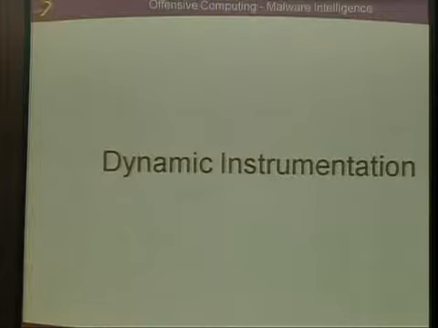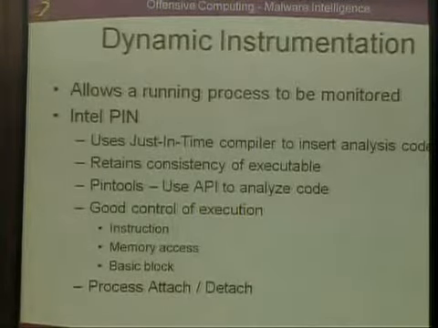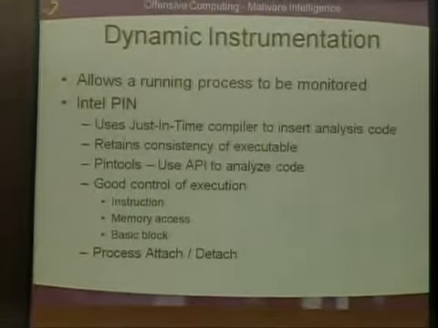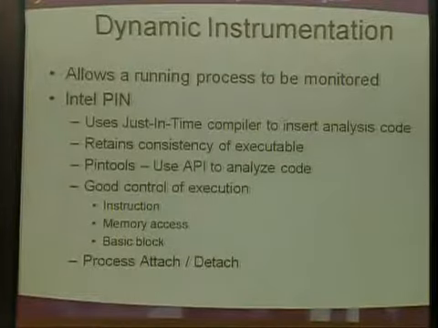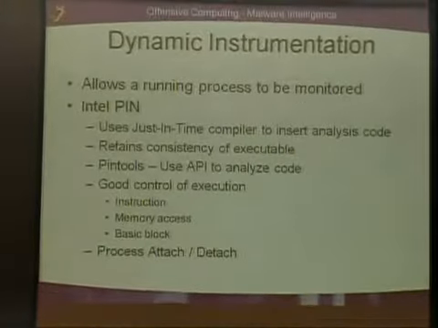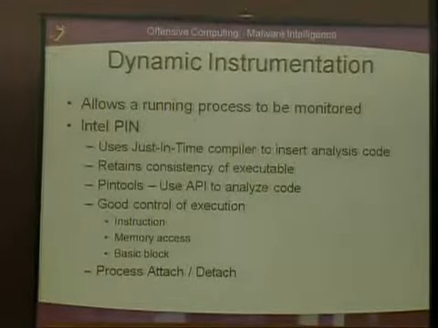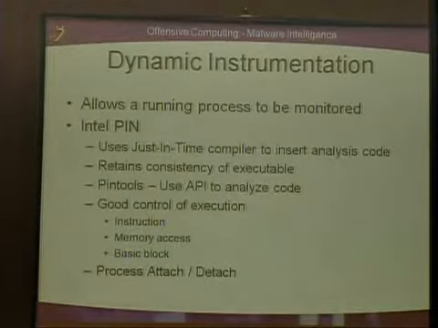There's a general method called dynamic instrumentation. This basically allows a running process to be monitored. The program that we chose to implement this in is Intel's PIN. Don't ask me what PIN means, I'm still trying to figure it out. If anybody knows, shout it out. But this uses a just-in-time compiler, very similar to Java, to instrument the code. You can get a variety of different controls. You can control execution at the instruction level, look at memory accesses, and look at basic blocks. You can also find process attach and detach.